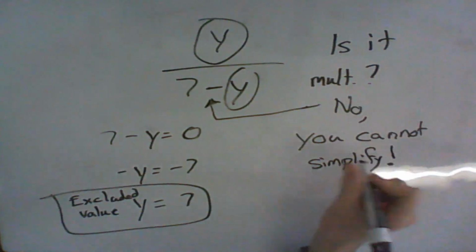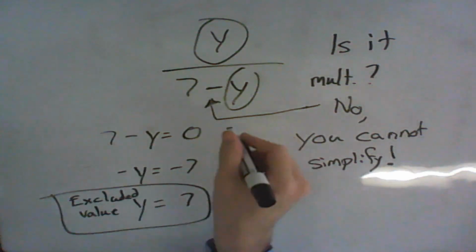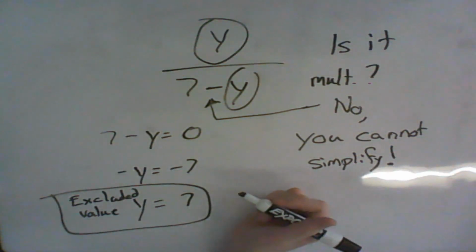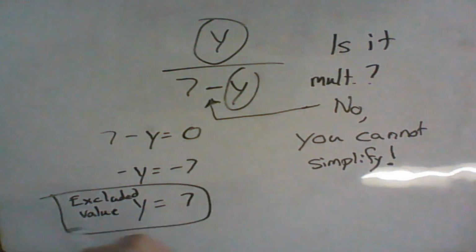Cannot simplify, okay? Is it multiplication? No, it cannot cancel. Okay, you cannot simplify.